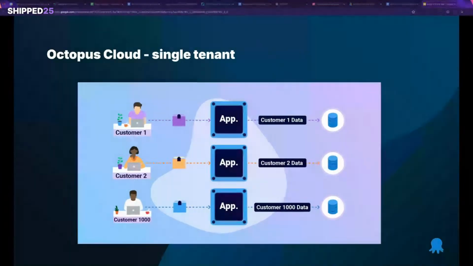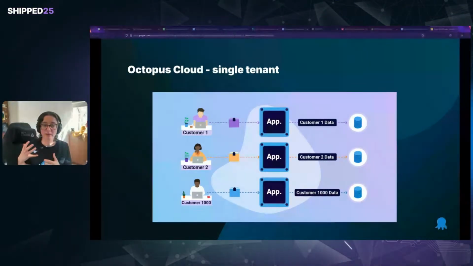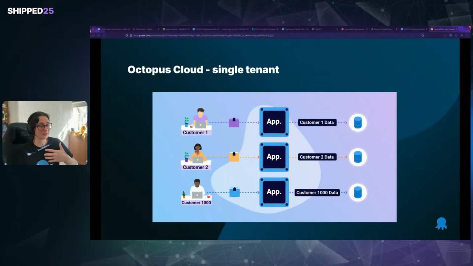So Octopus Cloud, we run Octopus Cloud in a single tenant model. So every single customer has their own instance. We run that as a Kubernetes pod. And they also have their own database. We tend to run the databases on an Elastic shared cluster. And this sort of architecture gives us really, really nice safety and isolation for our customers.